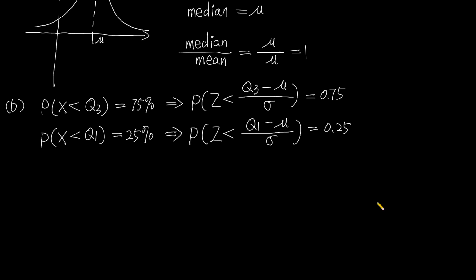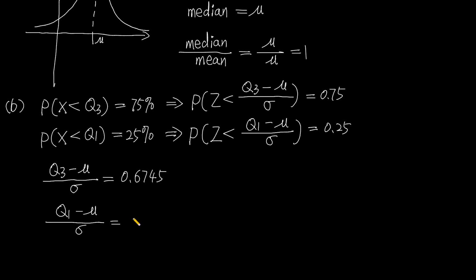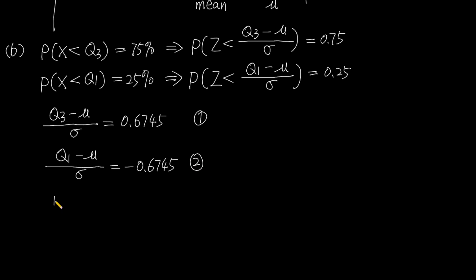equals 0.25. And using a calculator, we can find that (third quartile minus mu) over standard deviation equals 0.6745, and (first quartile minus mu) over standard deviation equals negative 0.6745. This is equation 1. Equation 2.